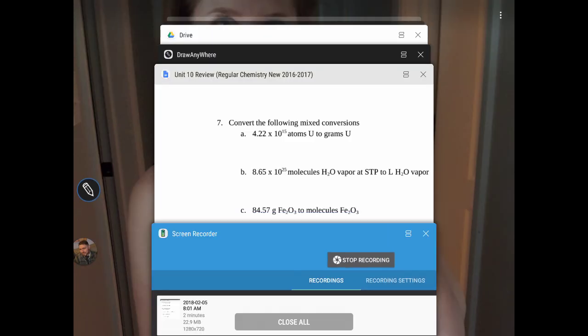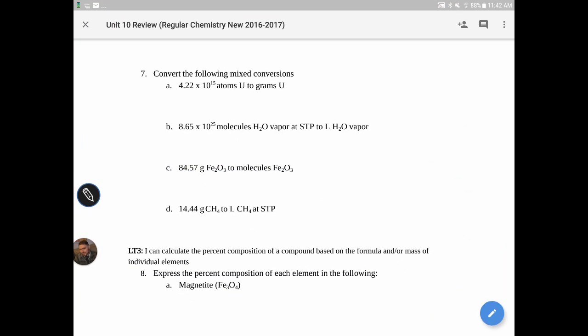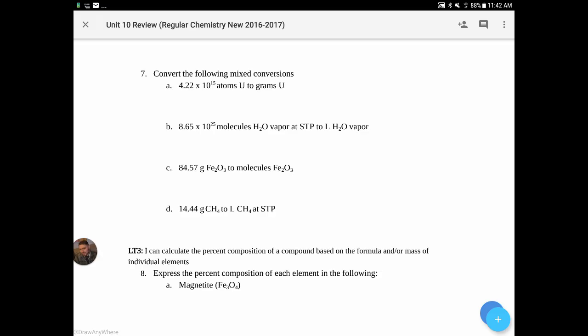All right, so this time we are going to do some mixed practice. I think we're going to try to do all four of these. So first one, we have 4.22 times 10 to the 15th atoms of uranium to grams. So we're going to start out with our given, 4.22 times 10 to the 15th atoms over 1.